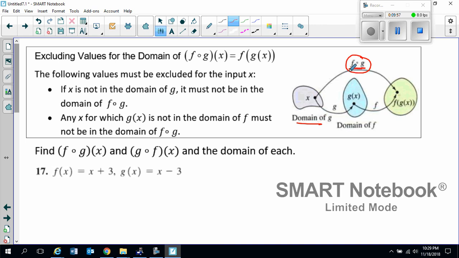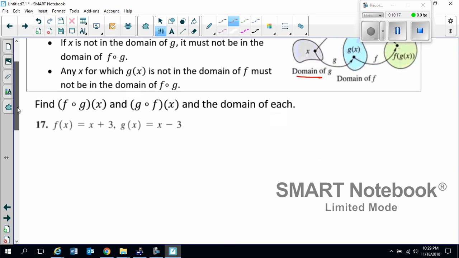It's going to sound a little complicated, but it's really not that bad. The first couple are going to be kind of simple, and then we'll get to some that might be a little bit more challenging. So we'll go ahead and get started here. So they want us to find f of g of x and g of f of x, and then find the domain of each. Well, like I said, we're going to start out kind of easy.